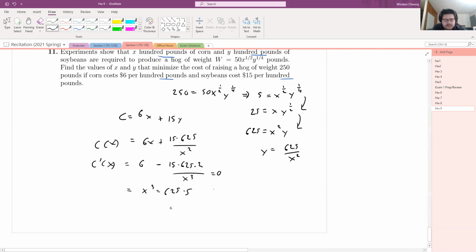So this is actually x to the 5th power. 625 is 5 to the 4th power. 5 to the 5th. So this is x. X is then 5 to the 5 over 3rd power, which is the same as 5 times the cube root of 25, which might be a bit more comfortable looking for you, and I think it is for me as well.